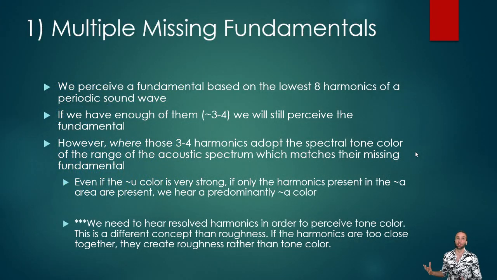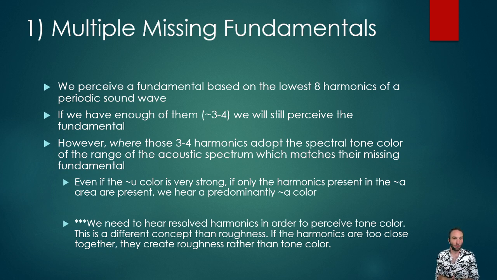So now we want to talk about what happens when we have multiple missing fundamentals like that. I think you could probably tell pretty easily where this is going to go. But when we have harmonics, they're always going to resolve into a fundamental, right? And that fundamental is going to have a tone color in regards to the absolute spectral tone color graph. Then we can hear different tone colors depending upon what we're hearing as the fundamental.